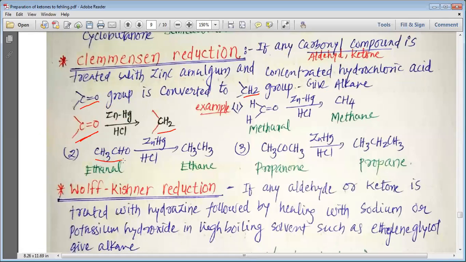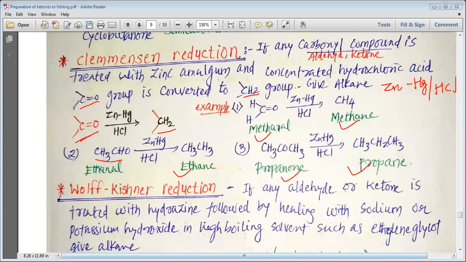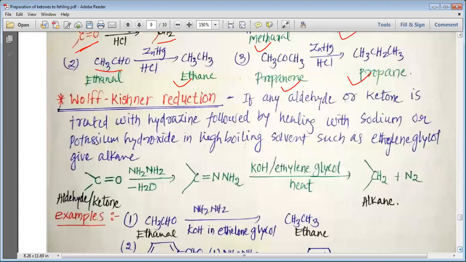So if you take ethanal, you will get ethane. If you take methanal, you will get methane. If you take propanal, you will get propane. So respective hydrocarbons are produced. You just need to remember that ZnHg and concentrated HCl is the basic reagent for the Clemmensen reduction.